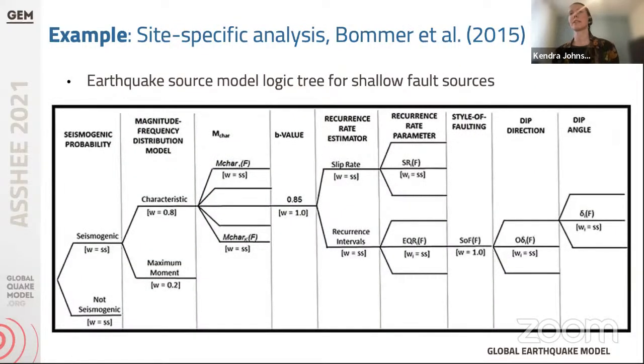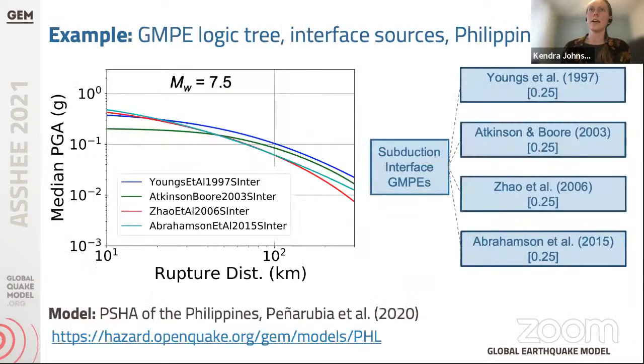Getting into a site-specific analysis, this is likely to grow to account for more and more different uncertainties. And then likewise, we can apply this in ground motion prediction equations. So this example is taken from the interface sources used for the Philippines, in which none of the 4 GMPEs shown here could be deemed more accurate than the others, and therefore all were taken together.